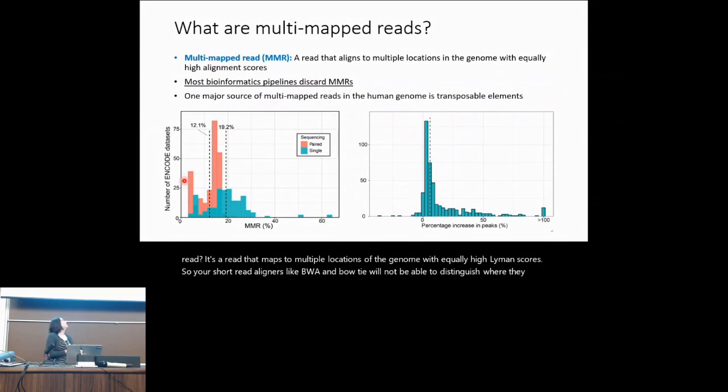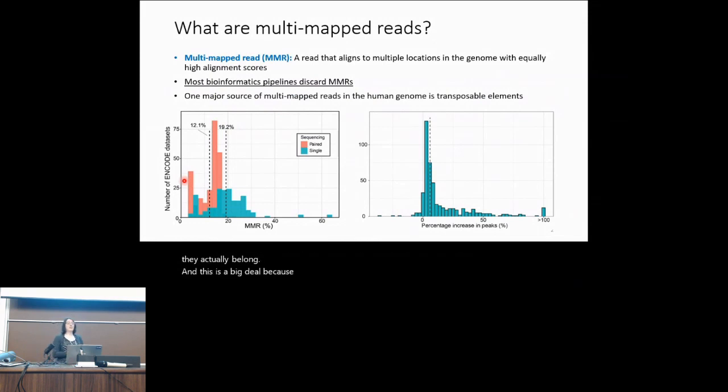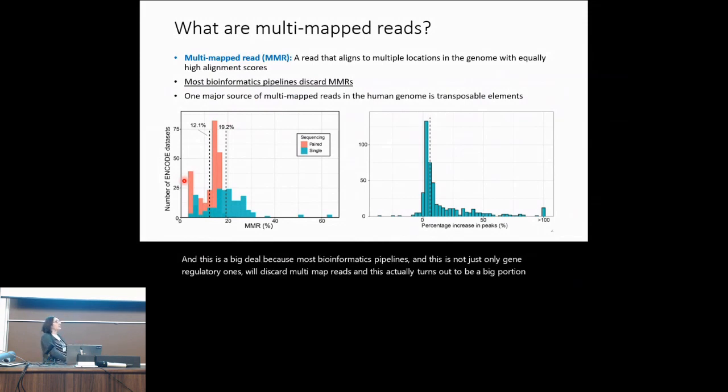And this is a big deal because most bioinformatics pipelines, and this is not only gene regulatory ones, will discard multimap reads. And this actually turns out to be a big portion of your data. What we're looking at here is about 500 K562 ChIP-seq data sets, and this is just the percentage of multi-mapped reads. You can see that's quite a lot of your data. So that's a lot of biological significance and money and time that you're throwing away when you throw away multi-mapped reads.